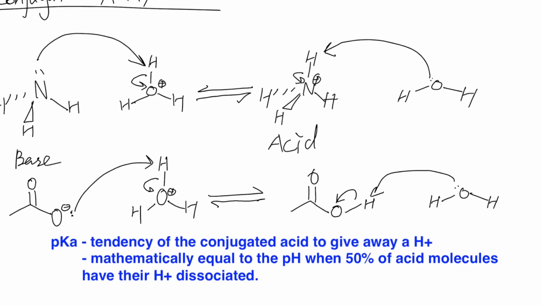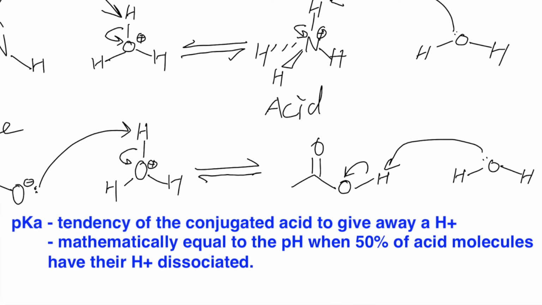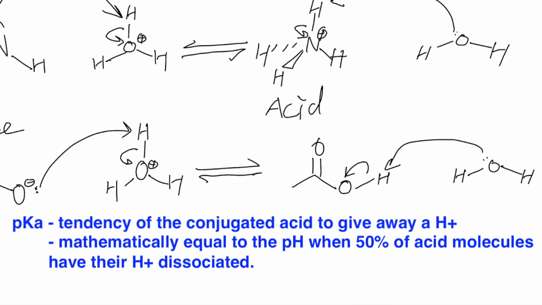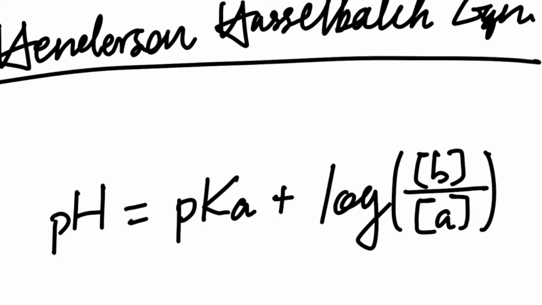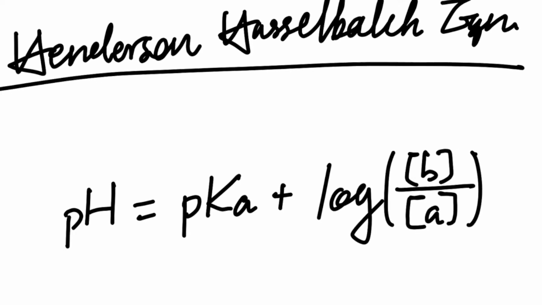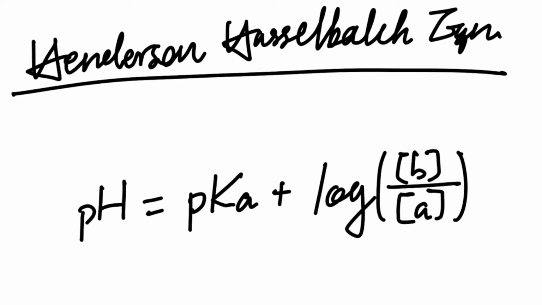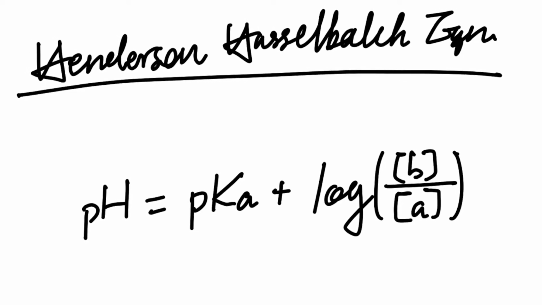The conjugated acids we discussed above are weak acids. Their tendency to give away a proton is measured by a value called pKa. This value is mathematically equal to the overall pH when 50% of the conjugated acid molecules have their protons dissociated. The relationship between pH and pKa follows the Henderson-Hasselbalch equation. It states that pH equals the pKa plus the common logarithm of the base to acid ratio.